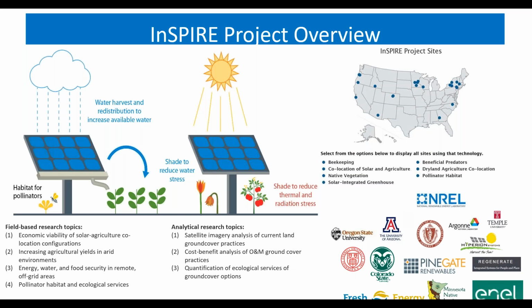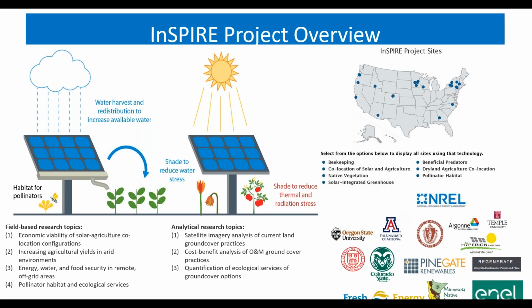Some of the work we're doing is focused on looking at the economic viability of combining solar and agriculture. We're looking to see how these co-location configurations could actually increase yields in arid environments. We're looking at how these configurations can provide energy, water, and food security in remote off-grid areas. And then we're also looking at the broader ecosystem, ecological soil, and other pollinator habitats from these systems.